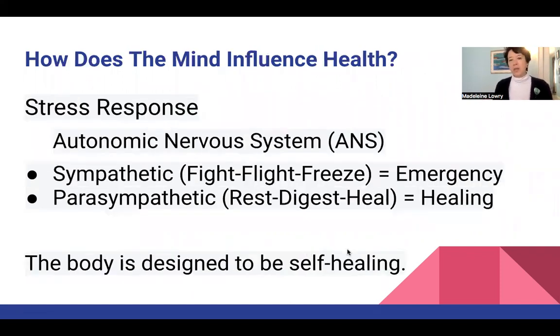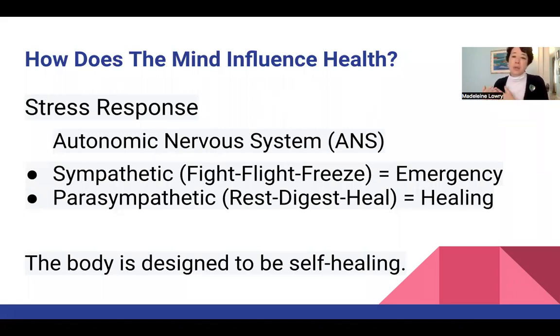So when we talk about the mind and its influence on health, the first thing that I want people to understand is the role of the stress response. It is essential that we understand the autonomic nervous system and how we are wired, evolutionarily speaking, so that at any point in time, our body is running in one of two modes, the sympathetic mode of the autonomic nervous system or the parasympathetic mode. In the sympathetic mode, we are gearing up to run away from an emergency. You may have heard of this described as fight, flight, or freeze.